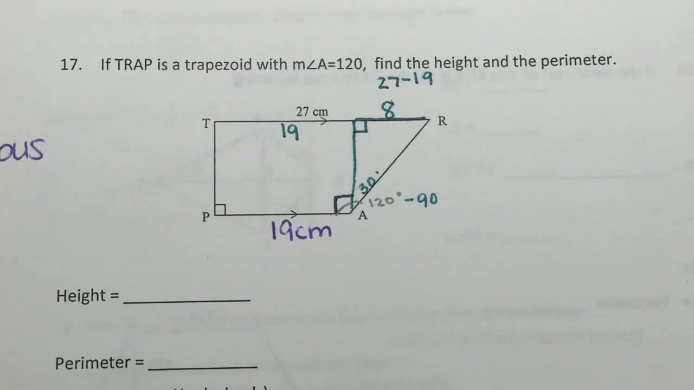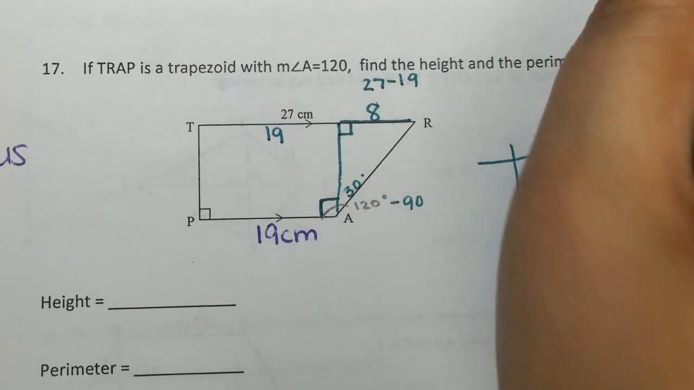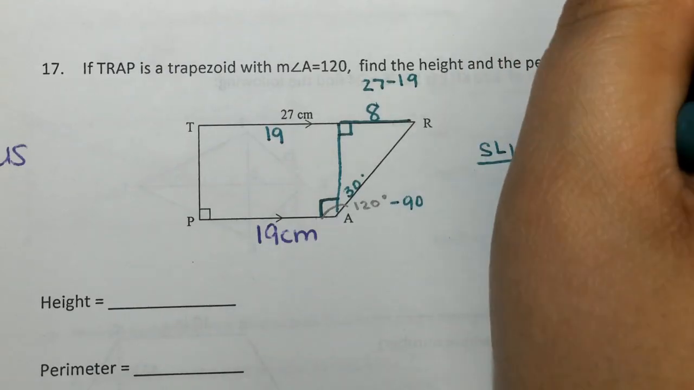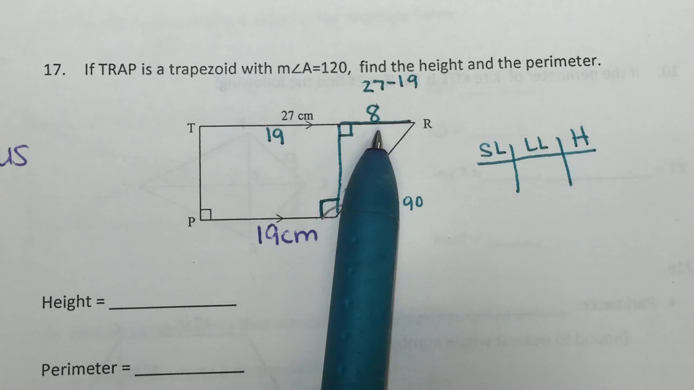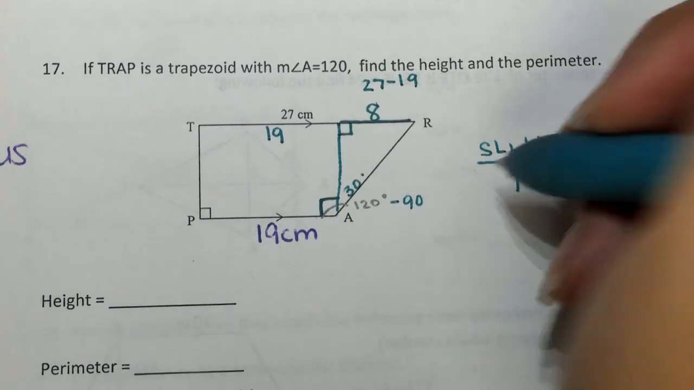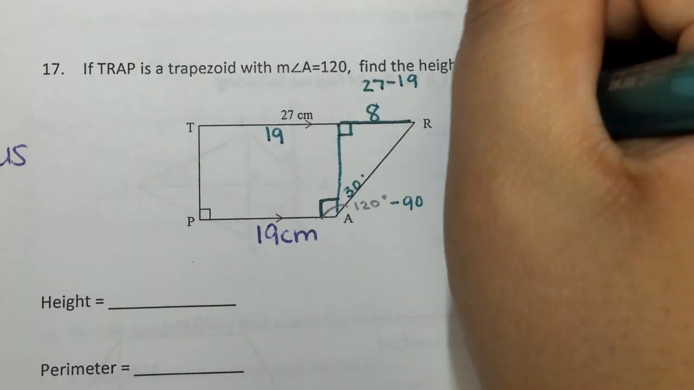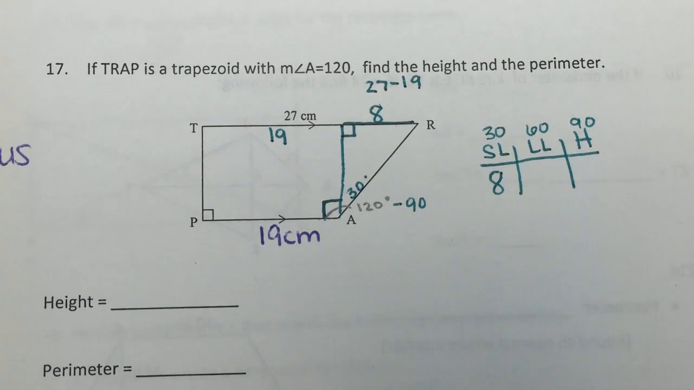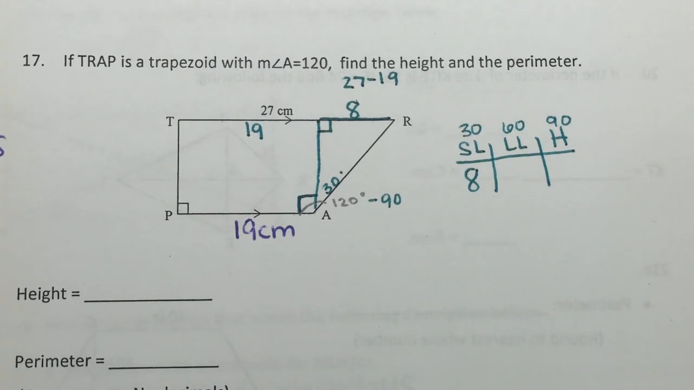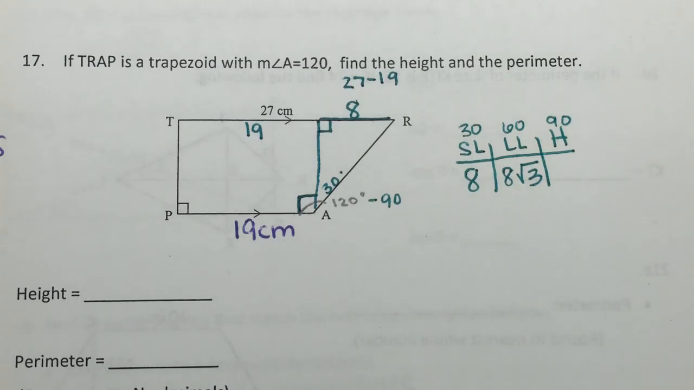Y'all, you're going to have a couple of 30, 60, 90 triangles tomorrow. Let's review. We do our short leg, our long leg, and our hypotenuse. What is 8 though? That's the short leg. How do I know it's the short leg? Because it's across from the 30 degrees. Remember, across from the 30, across from the 60, and across from the 90. How do I find the long leg? Times by root 3. 8 root 3. You always just multiply that number by root 3. What is that? That is TP.